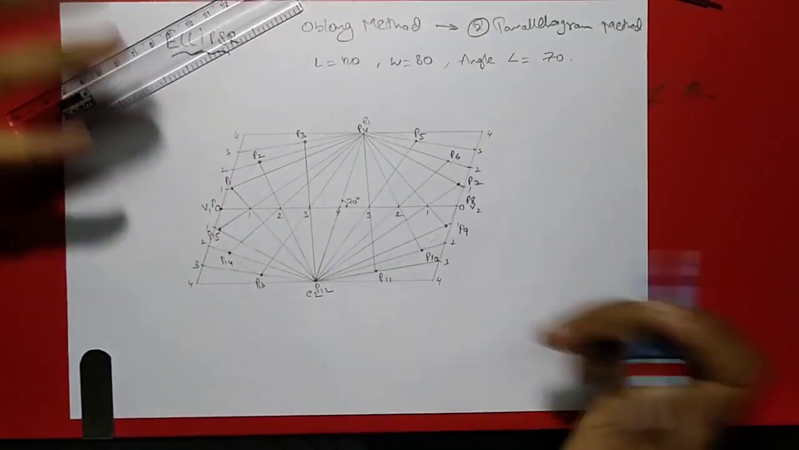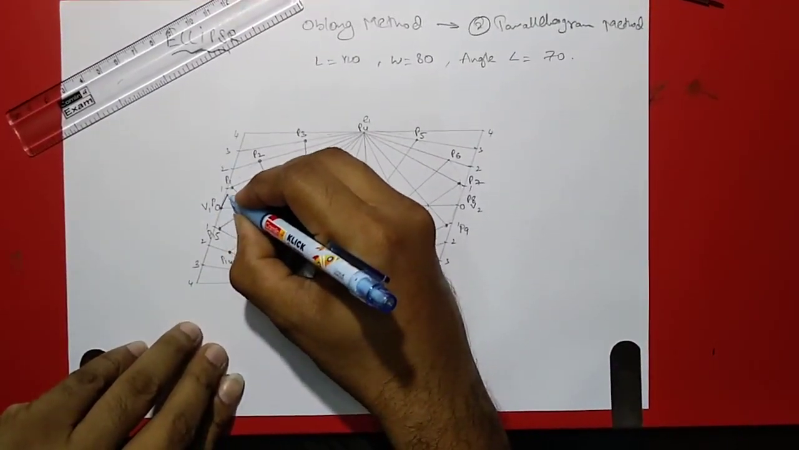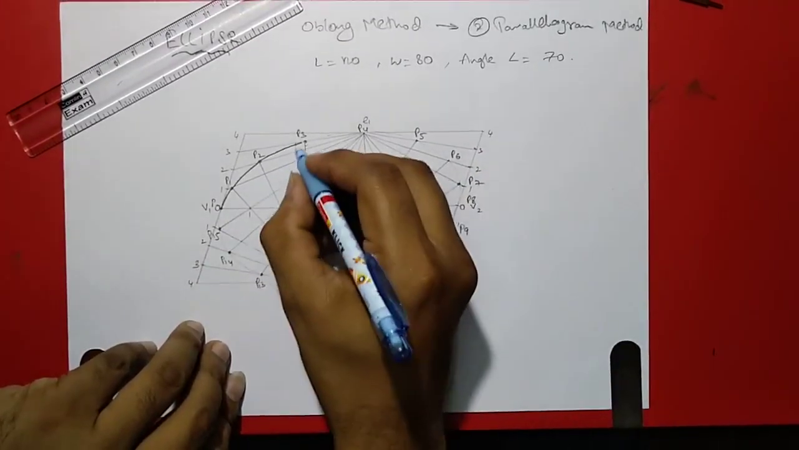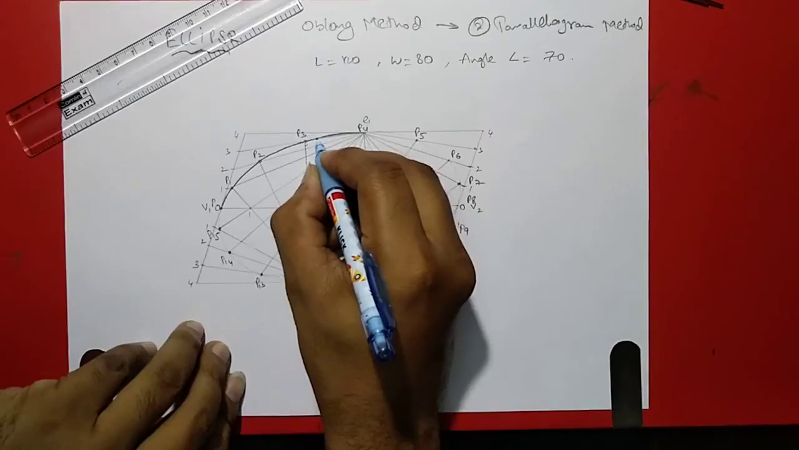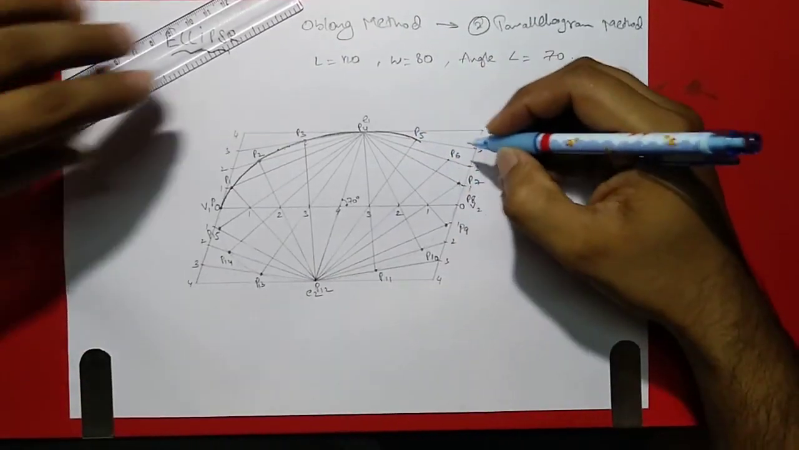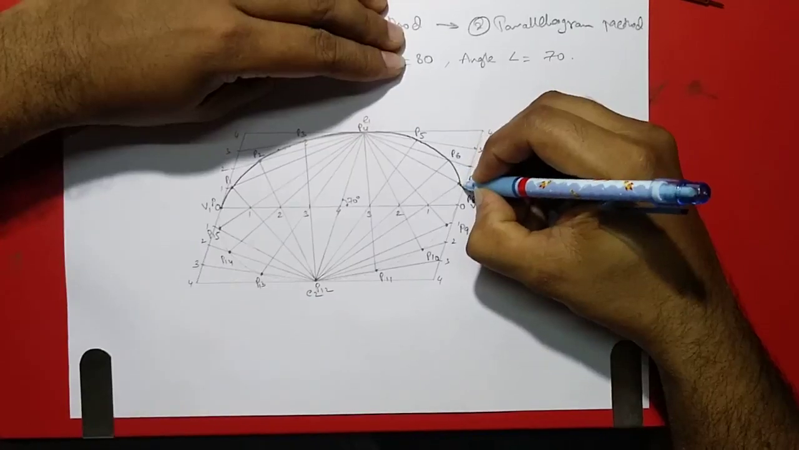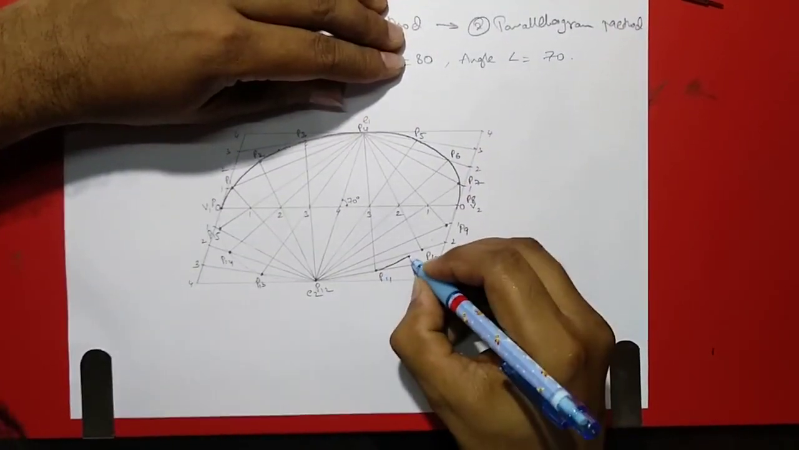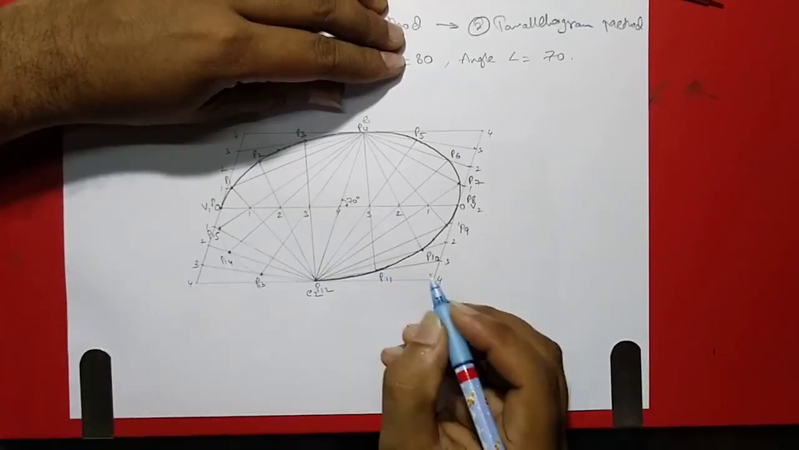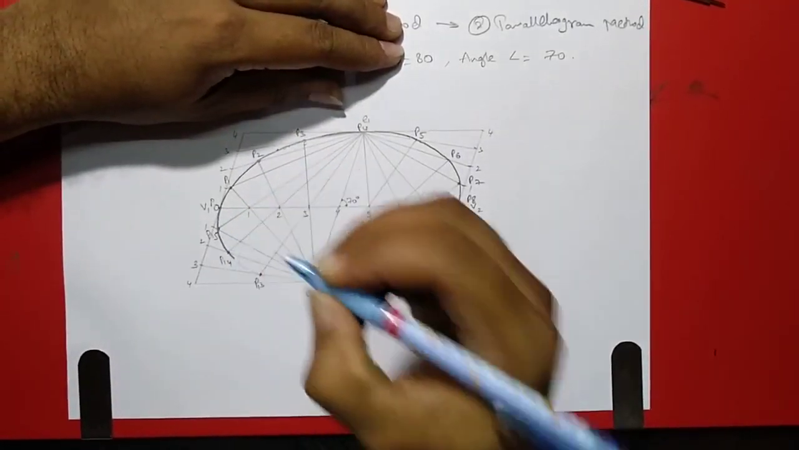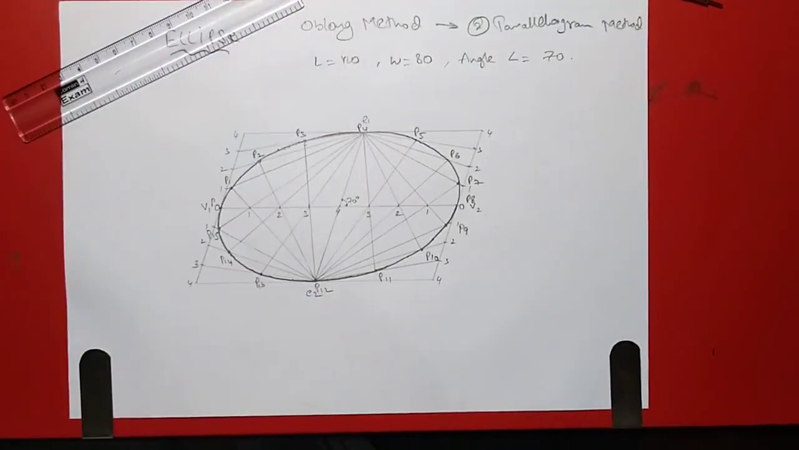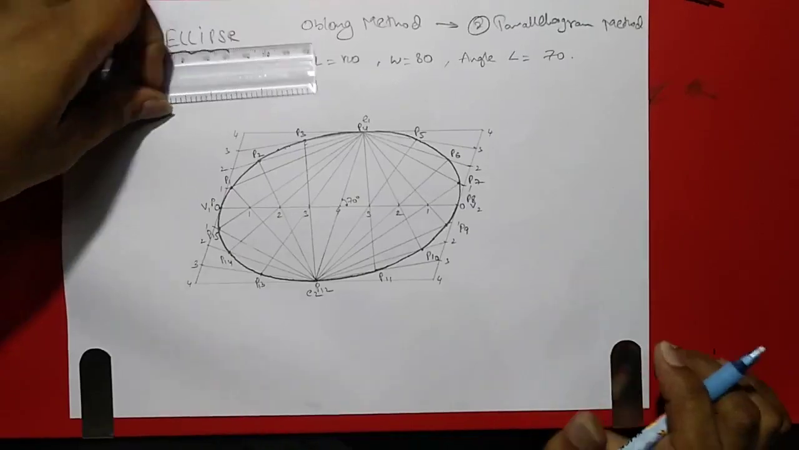Now I'm satisfied with my figure, so I can make it dark. So here we have finished our construction of the ellipse in a parallelogram.